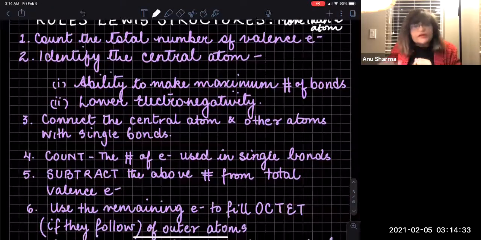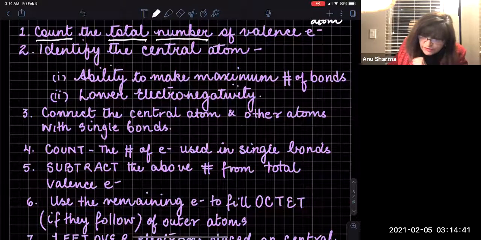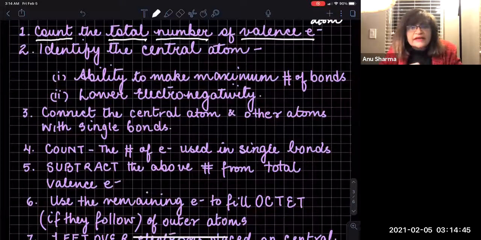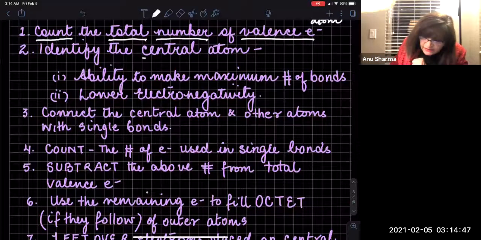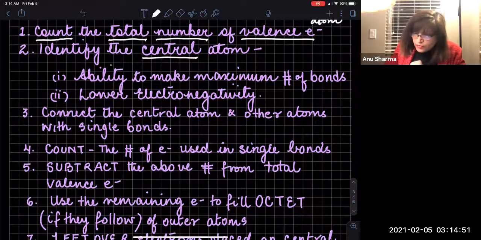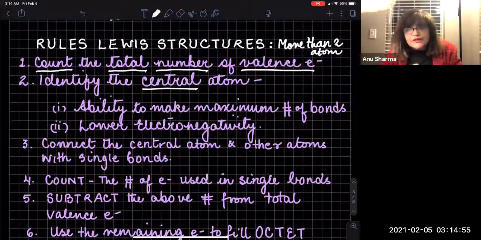So here we see, what are the rules? First is count the total number of valence electrons. That's the first thing, everyone, all the valence electrons. Next is identify the central atom. Somebody has to go in the middle if there are more than two atoms, then, three atoms, somebody has to be in the middle.